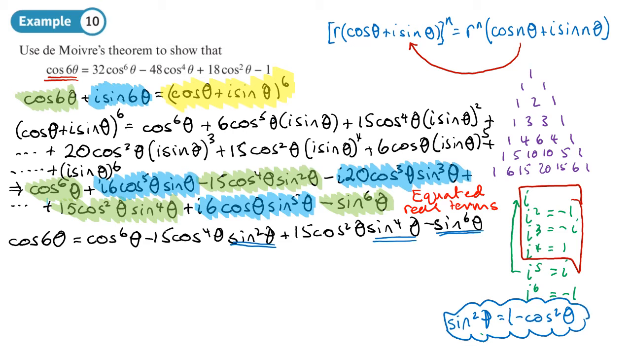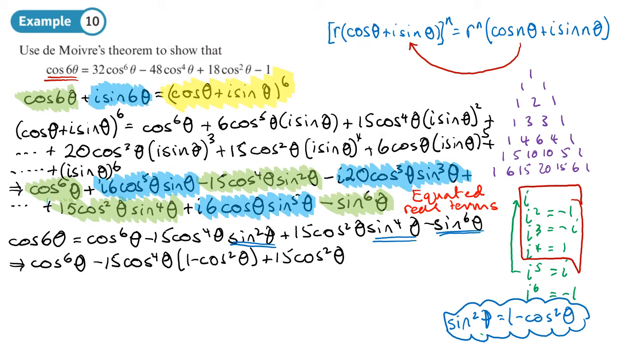Now this bit is quite a bit of expanding brackets and simplifying things, so we'll try our best. So cos to the power 6 theta minus 15 cos to the power 4 theta, and then we replace the sine squared with 1 minus cos squared. Then we've got plus 15 cos squared theta, then sine to the power 4. That's the same as sine squared squared, so it's 1 minus cos squared theta, all squared. When you square something and square it again, that's the same as doing power 4.